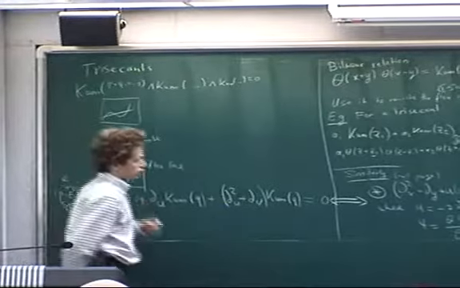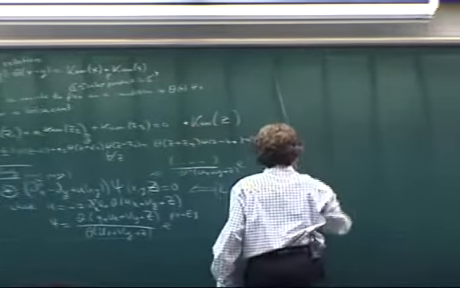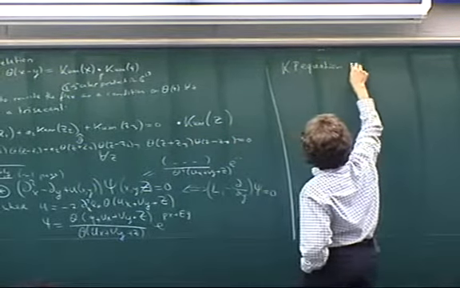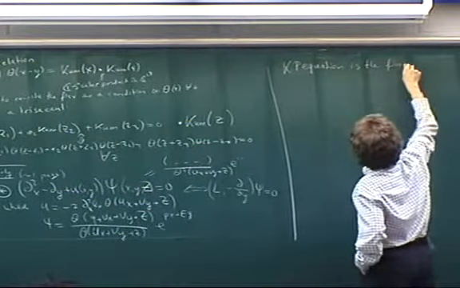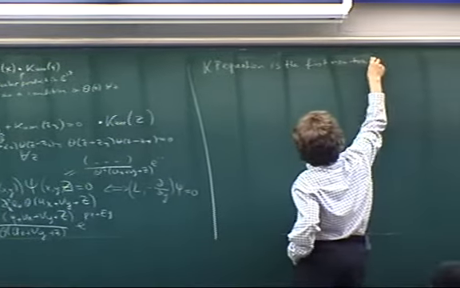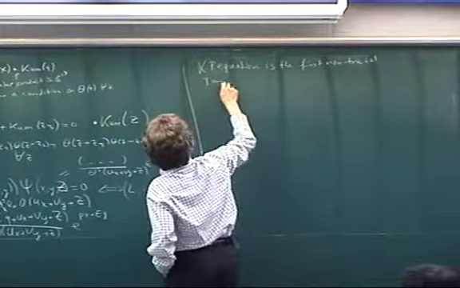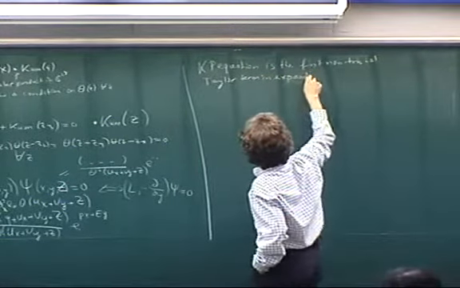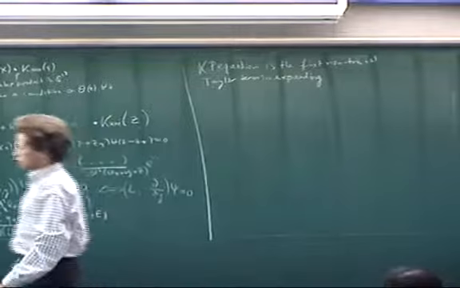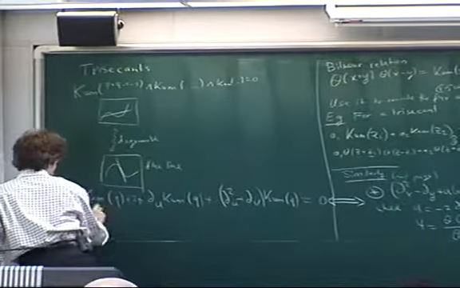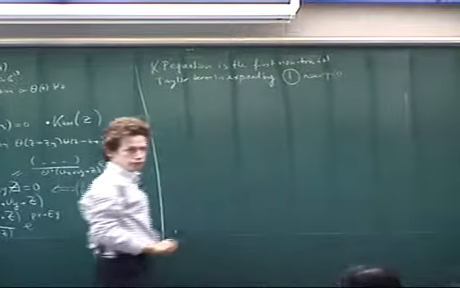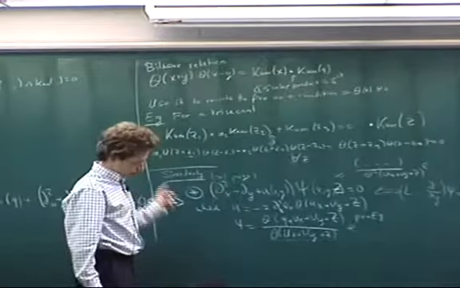Because you remember, when we were getting the KP equation, the KP equation is the first non-trivial Taylor term in expanding this thing. So I'll have to number my equations. So let's call it 1, near q equal to 0. Okay. So that's one way you can look at it.